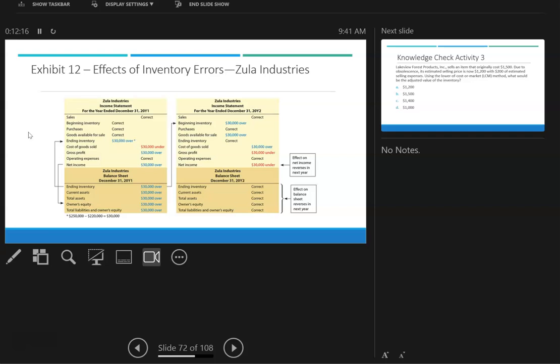This just shows when cost of goods sold in this Zula Industries is understated by $30,000, well, their gross profit is overstated, their net income is overstated, and their inventory is overstated. If their cost of goods sold is overstated, then their gross profit would be understated. But ultimately, between one year and the next, they're all going to balance out.